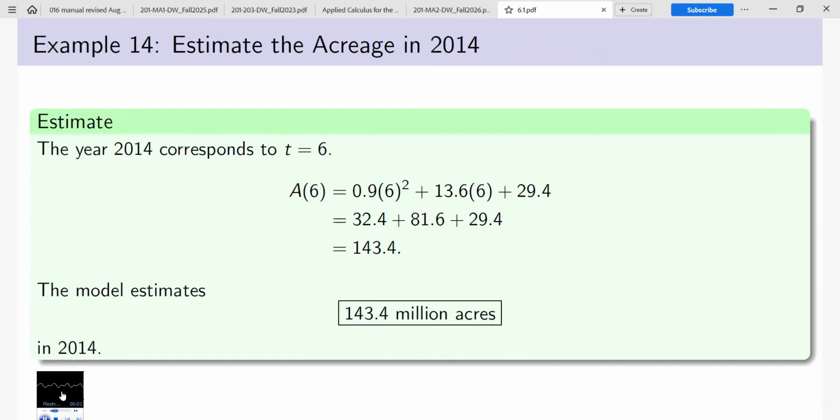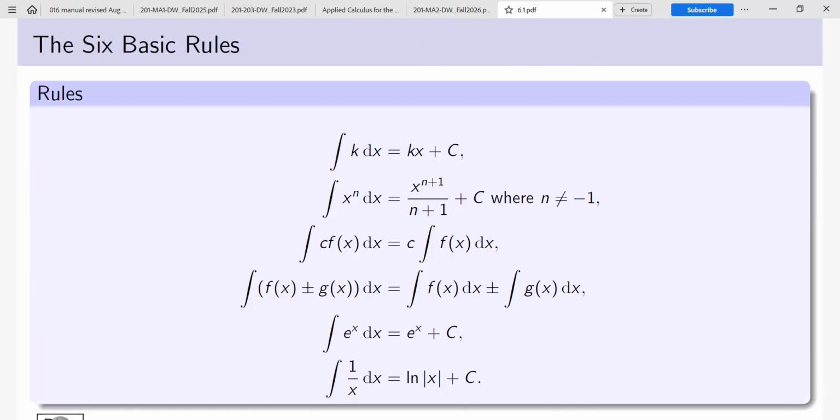Six years after 2008 is 2014. Substituting 6 into the acreage function gives 143.4 million acres. These 6 rules form our initial integration toolkit. The power rule handles every power except -1, which belongs to the logarithmic rule.